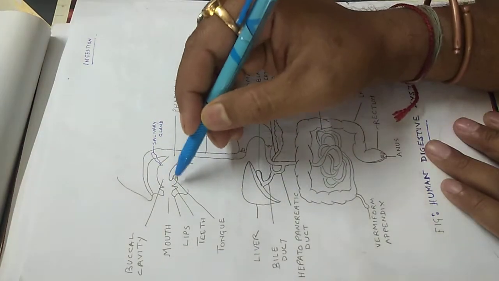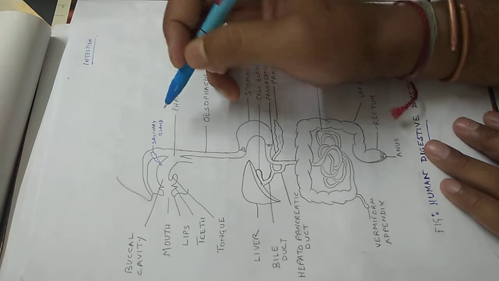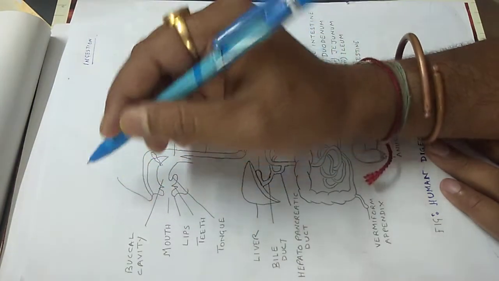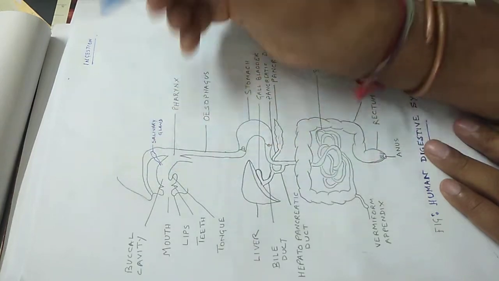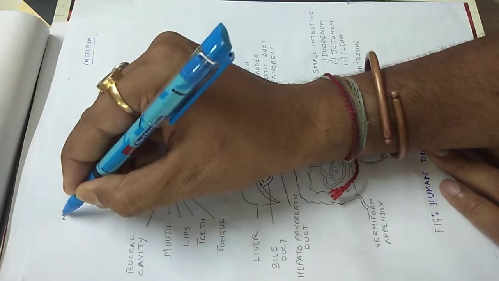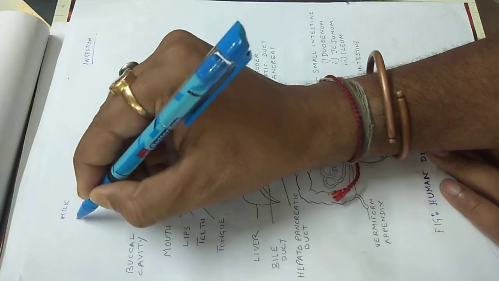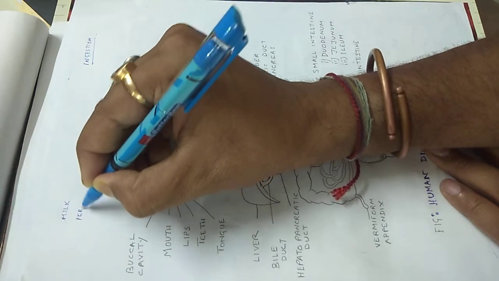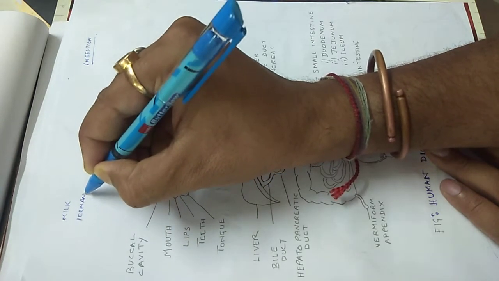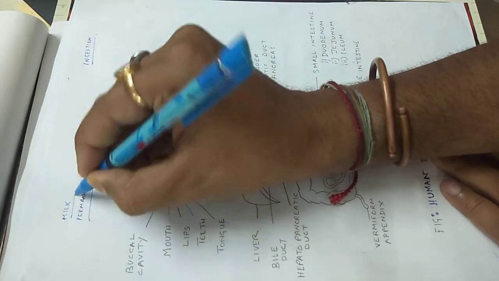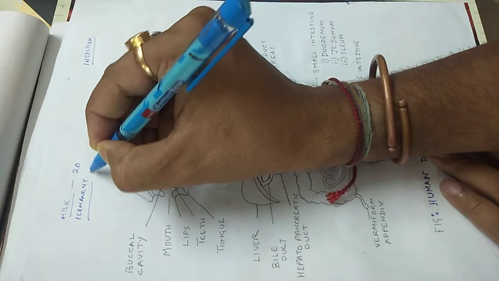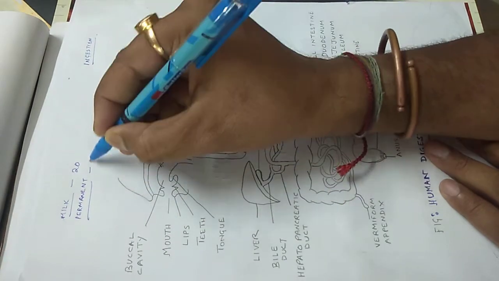Now beyond the lips lies our teeth. When we are talking about teeth, all of you know that during our entire lifetime, human beings develop 2 sets of teeth. We have the milk teeth and the permanent teeth. Milk teeth are 20 in number, permanent teeth are 32 in number.